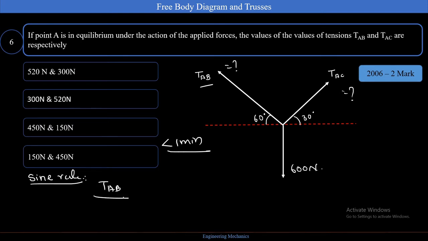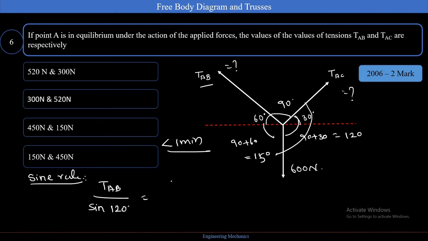It's very simple. See, TAB divided by, you need to know the angle between this and this. I know the angle between this is 90 plus 30, which is nothing but 120, and this angle is 90 plus 60, that is nothing but 150, right? And this angle is 60 plus 90, and this is also 90, right? So what I can write here, TAB, sine law is nothing but the force divided by sine of the angle between the adjacent forces. The angle between the adjacent forces is nothing but this 120. So I can say this is my sine 120.